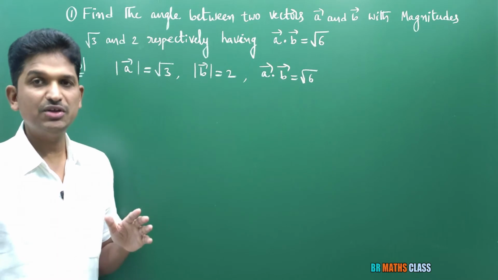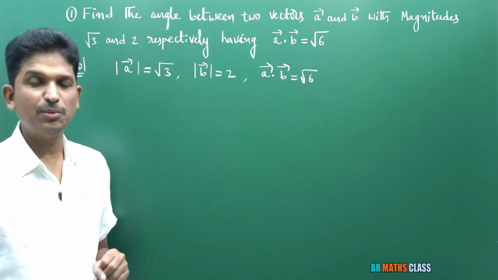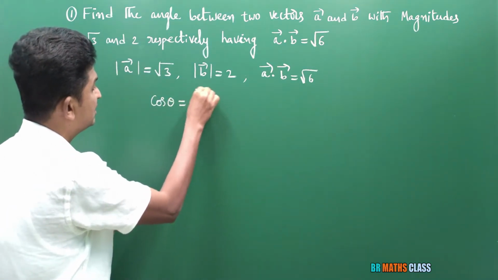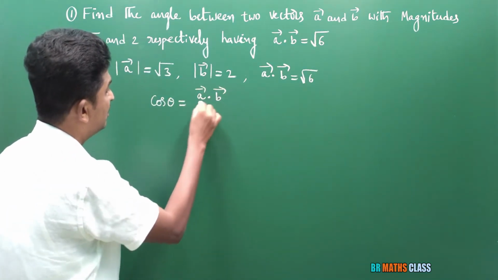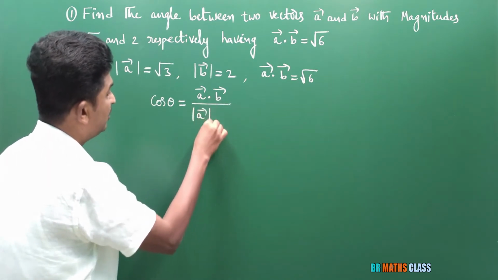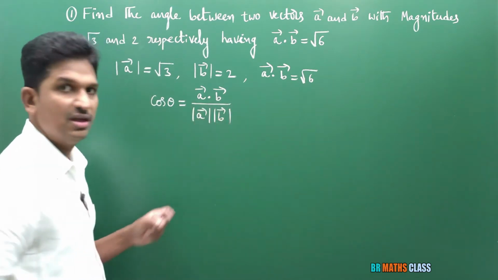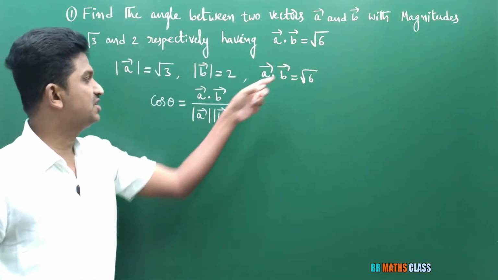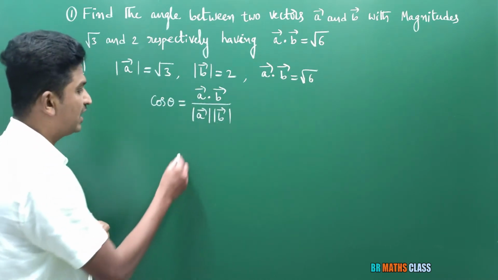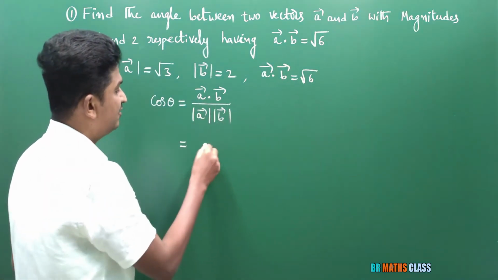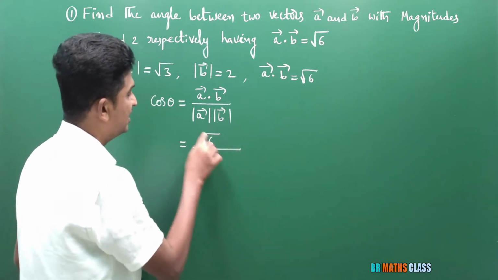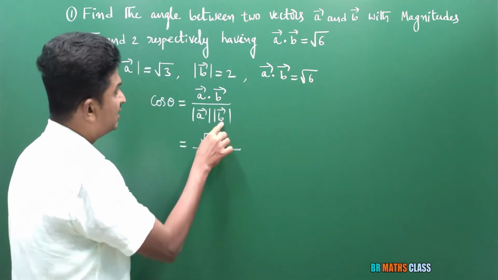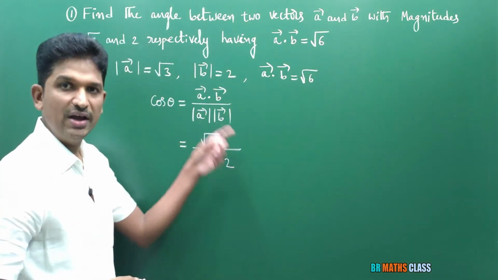To find angle between the vectors in dot product, we have only one formula. You learned this formula from 15 formulas. What is the formula for cos theta? The formula is A bar dot B bar divided by magnitude of A bar into magnitude of B bar. This is the formula to calculate angle between two vectors. Now, this information I'll substitute in this formula. What is A bar dot B bar? A bar dot B bar is √6 divided by magnitude of A bar, which is √3, into magnitude of B bar, which is 2. Now, I need to simplify this.